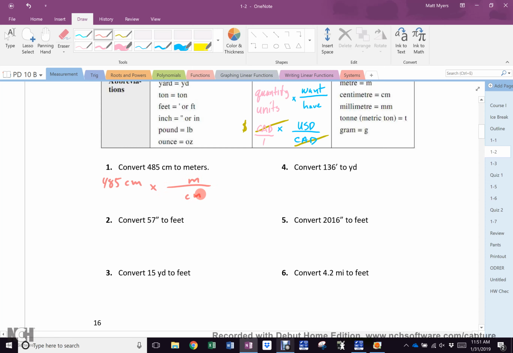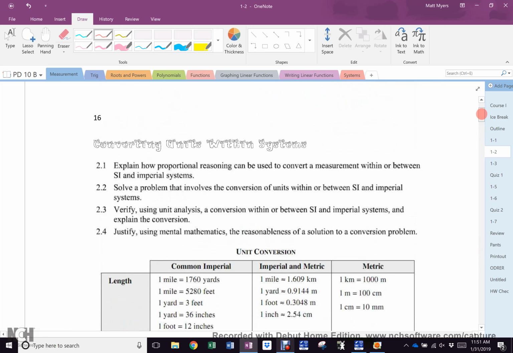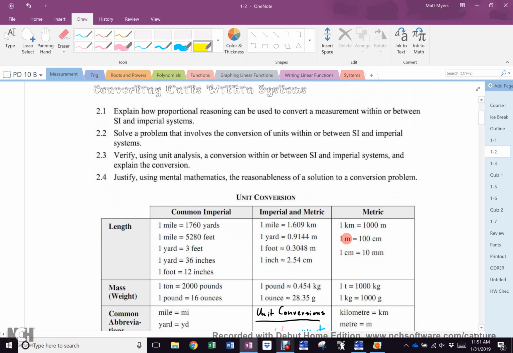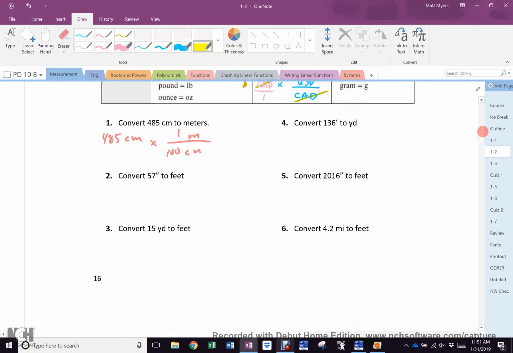Now I can't do any multiplying till I have numbers. Where do I find the numbers? From the chart. You already know it, that it is 1 meter and 100 centimeters. Right? But on my chart, I would just go and find it. It is right there. 1 m, 100 cm. So the 1 goes with the m, the 100 goes with the cm, and it's that simple.